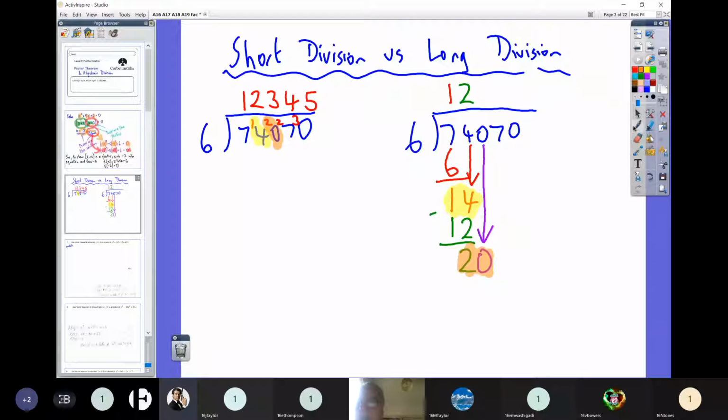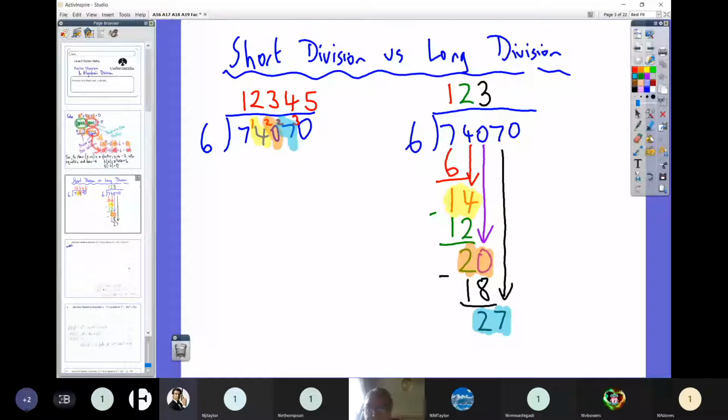We say how many 6s go into 20? That's 3. 3 6s are 18. Then we do 20 take away 18 equals 2. And we bring down the 7 and start all over again. Very long-winded, but that 27 on the right, highlighted in light blue, is the same 27 over on the left, highlighted in light blue now.